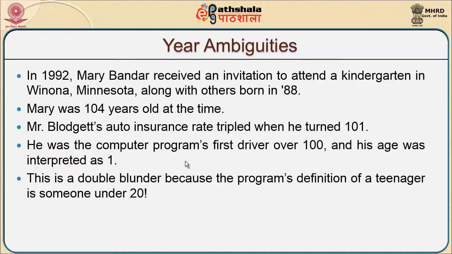So the computer program first driver over 100 and his age was interpreted as 1, because the maximum age limit was set to 100, and the computer interpreted the age that was mentioned as 101 as 1. So this was a blunder that the computer generated, which resulted in faulty software.